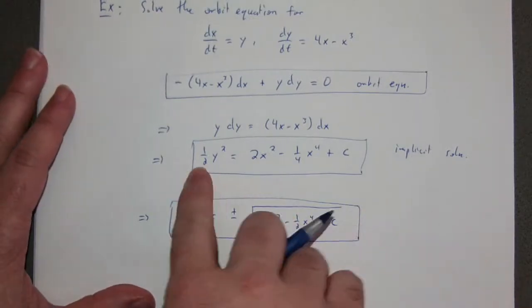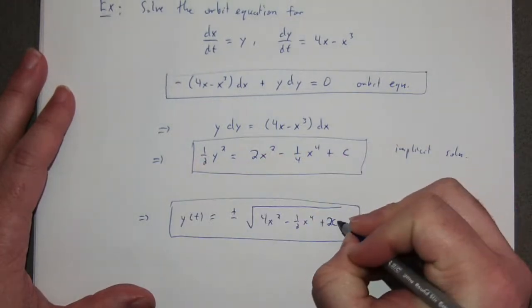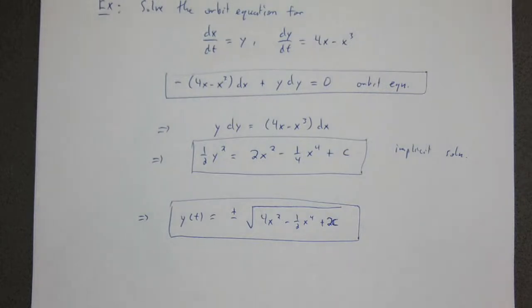Of course, you might say, oh, well, why isn't this 2c? You can write this as 2c, or you can just say, well, this constant here is not the same as this constant. I absorbed that 2. Okay, all right, so that was pretty straightforward.